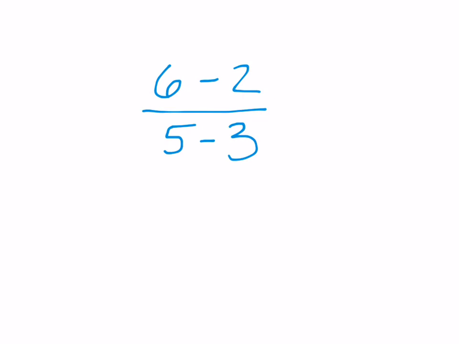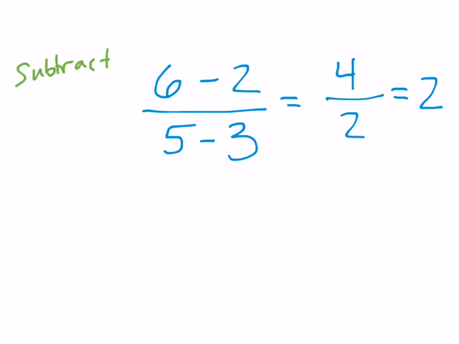What about the problem 6 minus 2 divided by 5 minus 3? What would you do first here? Let me give you a couple seconds to think about this. So I think what you would probably do would be to subtract 6 minus 2 and subtract 5 minus 3, and then divide 4 divided by 2 to get the answer 2. Now that is correct, but let's look at the order you did this. We did a subtraction, and then a subtraction, and then a division.